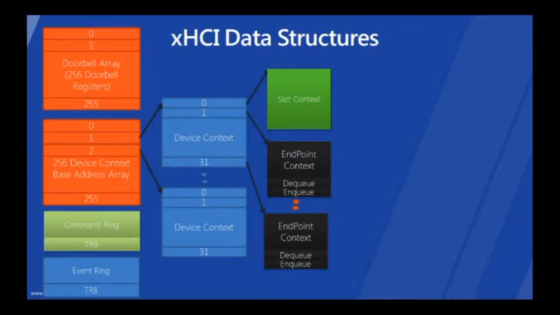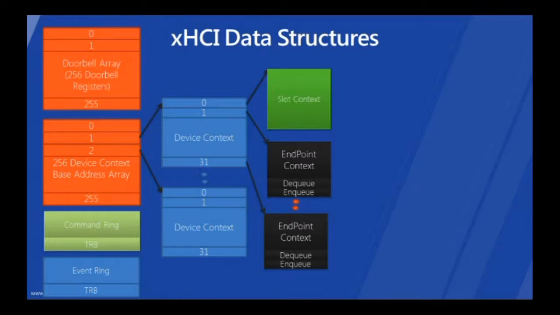Just like the device context array, there is one doorbell register for each device. The first register in this array is used to indicate there is a pending command on the command ring, and subsequent registers are for each device. Through the register, software notifies the controller that it has device or endpoint related work to perform by programming the corresponding context information into this register.